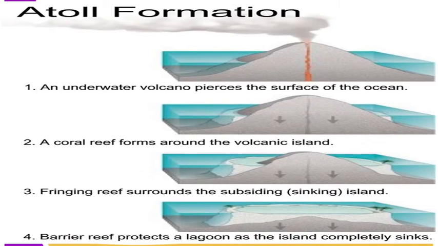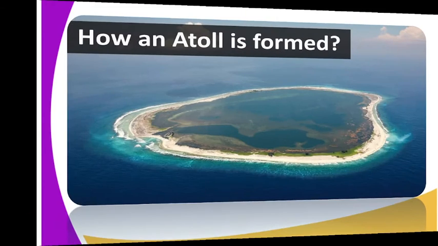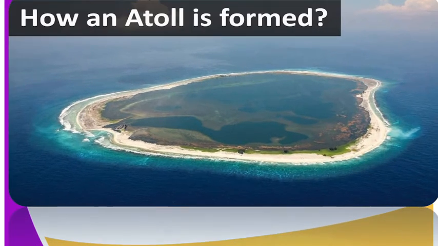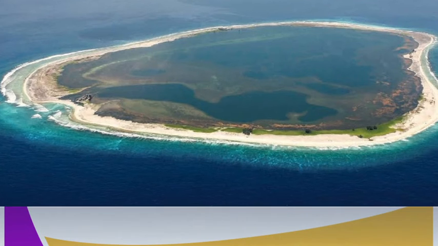Formation of an atoll, the first step. An underwater volcano pierces the surface of the ocean. Second one, a coral reef forms around the volcanic island. Then, fringing reef surrounds the subsiding island, and finally, barrier reef projects a lagoon as the island completely sinks. That is an atoll, an already formed atoll.